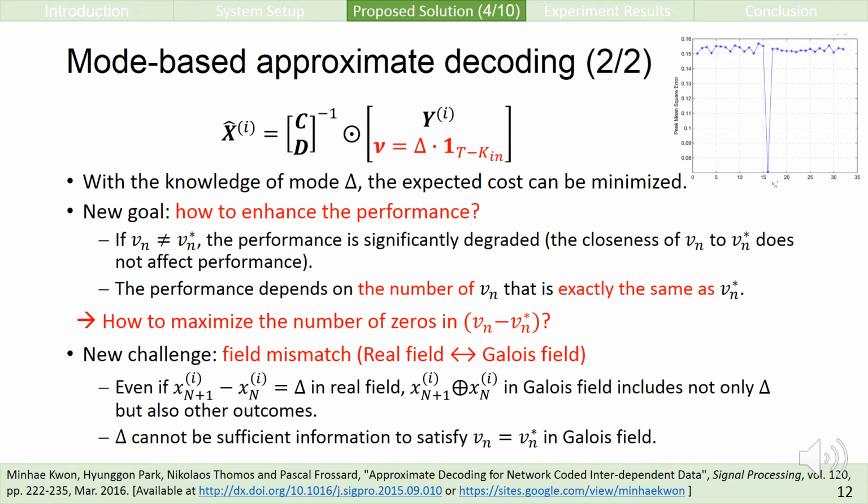So, our next goal becomes how to minimize the number of zeros in the difference between nu n and nu n star. But here, there is a new challenge. Because the source model is defined in the real field, but network coding is performed in the Galois field. Even if x n plus 1 minus x n is delta in the real field, the equivalent Galois field operation may result in not only delta, but also other outcomes. This means even though delta is enough information in the real field, it can't be sufficient in the Galois field.